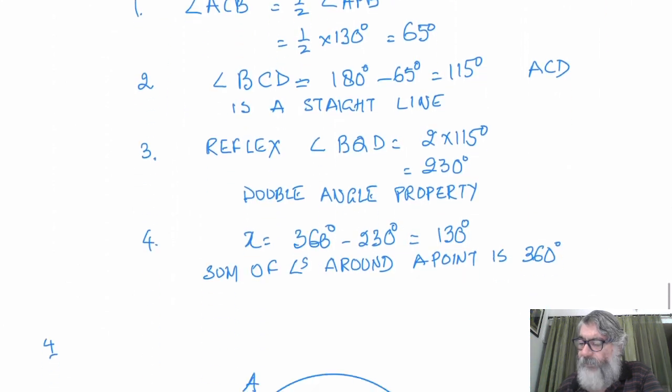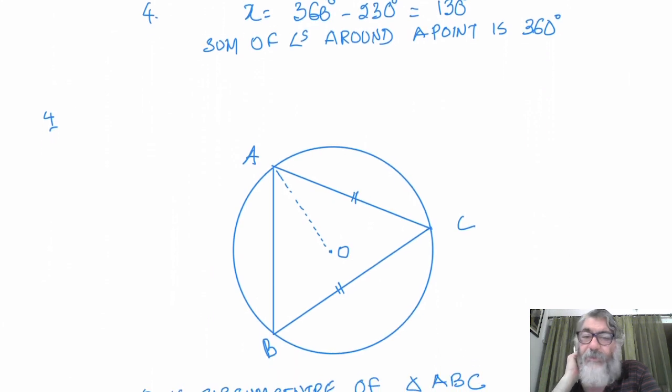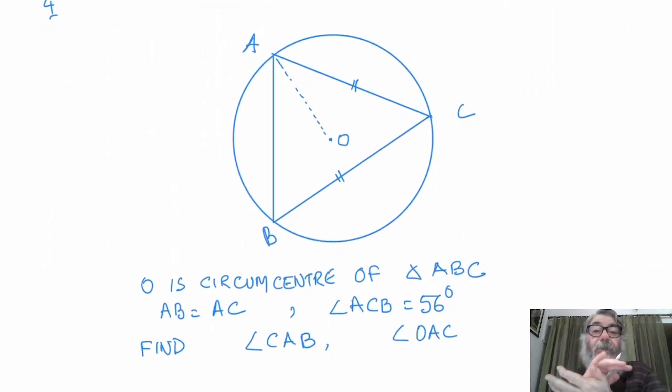Now let us see this figure. He says O is the circumcenter of the triangle ABC. Now when he says O is the circumcenter of the triangle ABC, what does it mean? It means that the circle which is passing through all the three vertices of the triangle ABC, whose center is O, that will be the center of the circle as well.